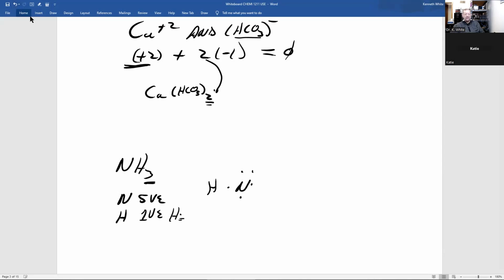So one hydrogen says to the nitrogen, I have an unpaired electron, you have one, let's share. And another one does the same thing. And the third hydrogen does that. You can write it this way, or remember, this is the non-bonding electron pair, or non-bonded electrons.